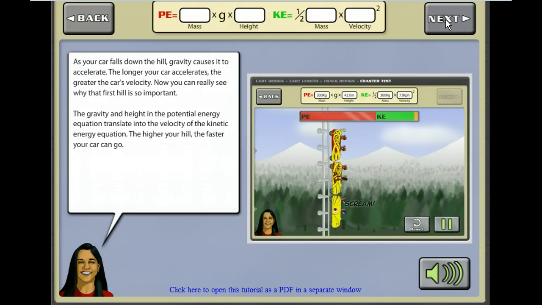As your car falls down the hill, gravity causes it to accelerate. The longer your car accelerates, the greater the car's velocity. Now you can really see why that first hill is so important. The gravity and height in the potential energy equation translate into the velocity of the kinetic energy equation. The higher your hill, the faster your car can go.